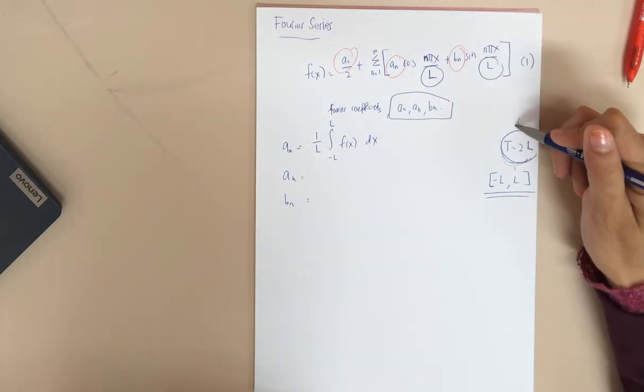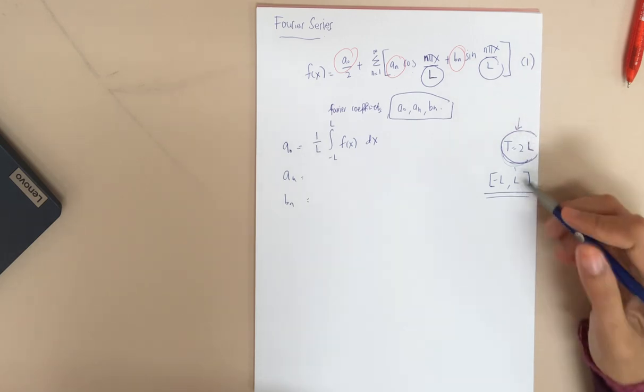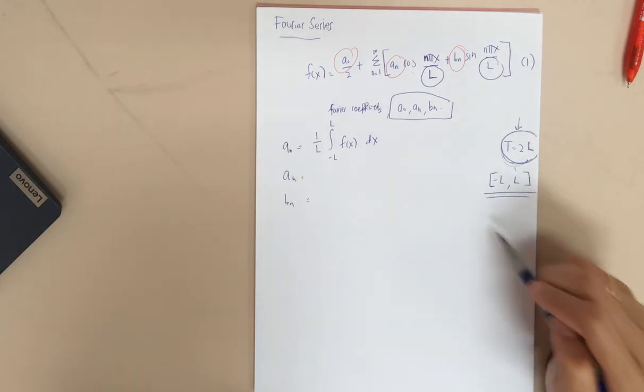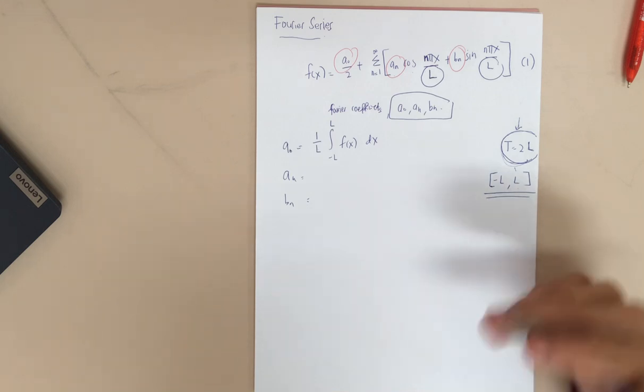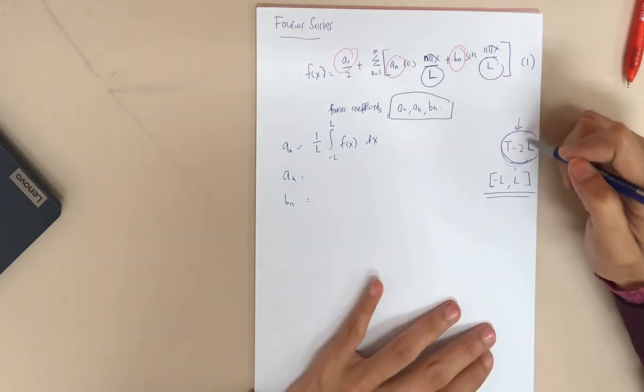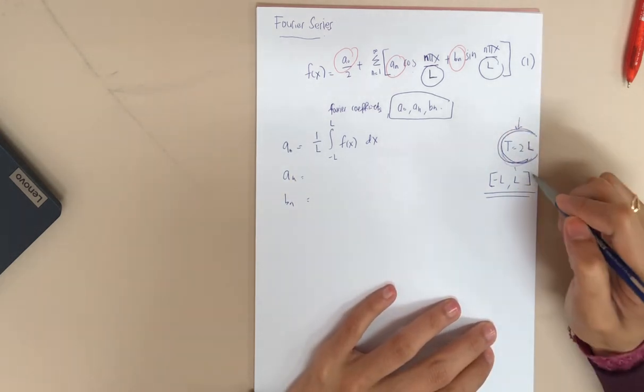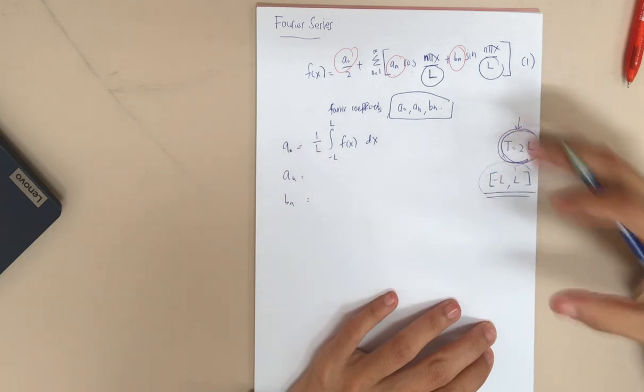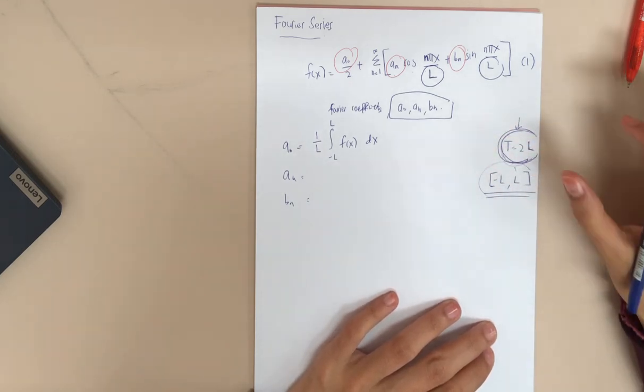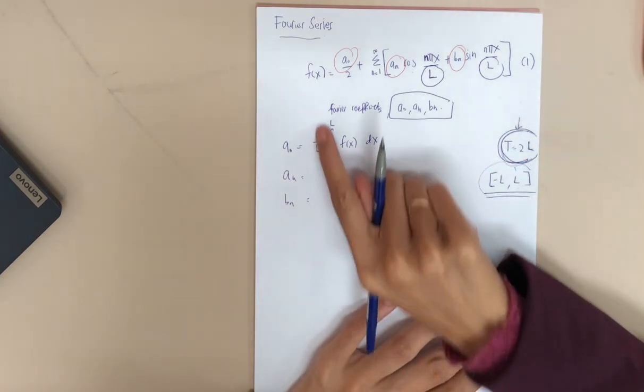Either you use this equation, later I will explain more, or from the interval given. Interval also will be given. Sometimes either one. It can give you this equation or it gives you the interval, so you can get your L. Definitely you can get your L. So you will substitute your L here.